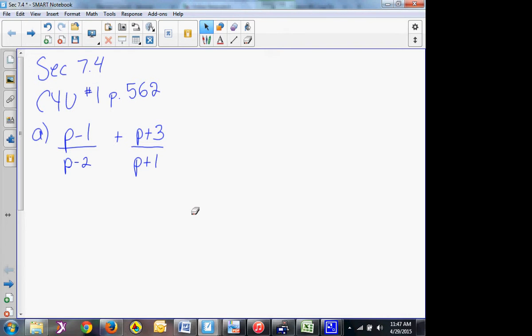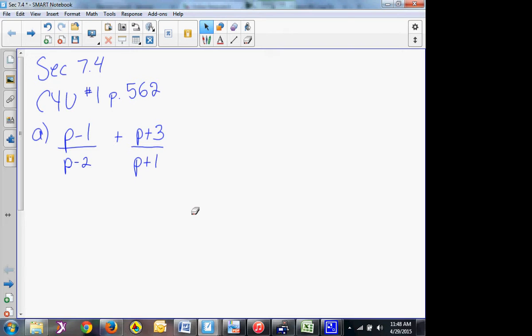This is section 7.4. And what we're going to be doing here is pretty much the same thing we did in the last section that you were here. We're adding and subtracting rational expressions, which again are just fancy fractions. And we're going to still use our lowest common denominator. This time we happen to have plus and minus signs in our denominator.